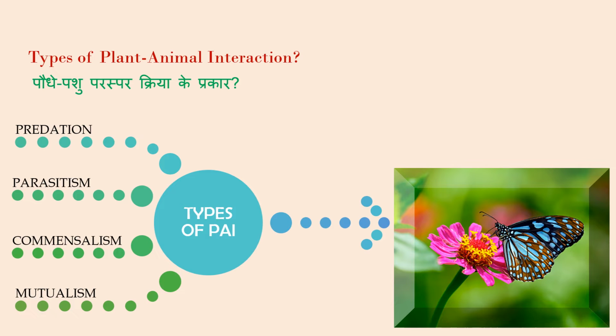And generally, there are four types of interaction: predation, parasitism, commensalism, mutualism. There are also other types which we can study, but mainly these four interactions are commonly seen in nature. And in the coming slides, we will discuss them one by one.